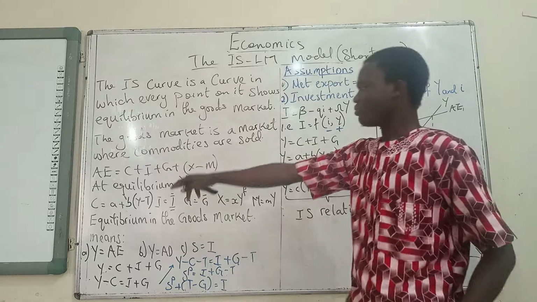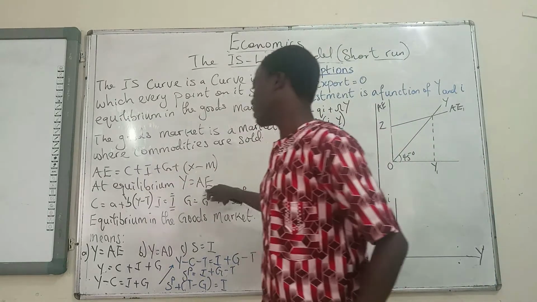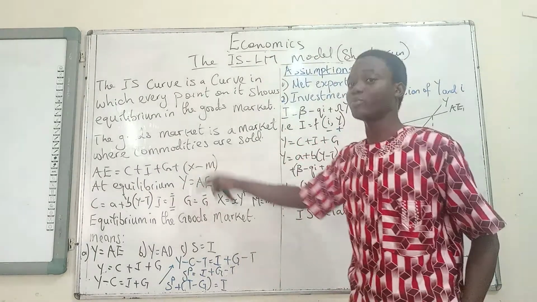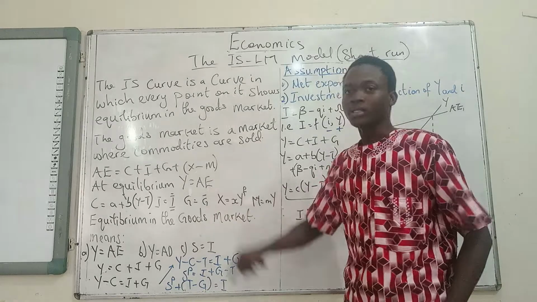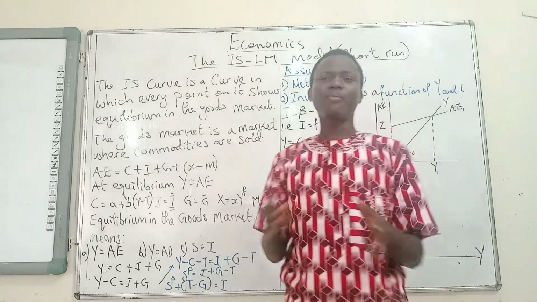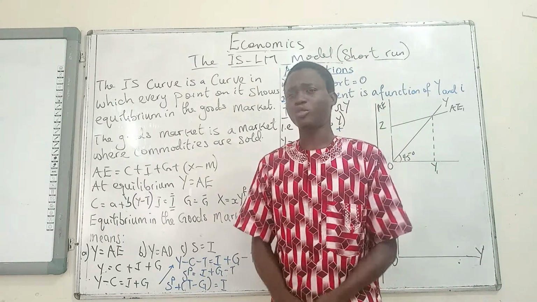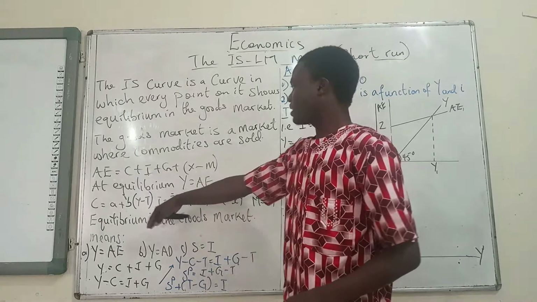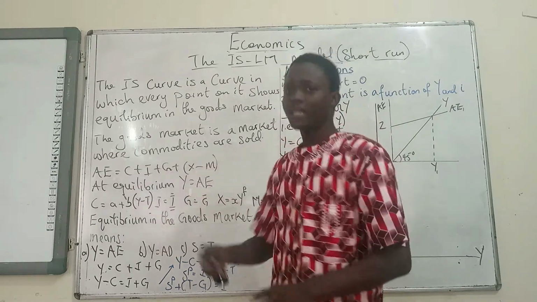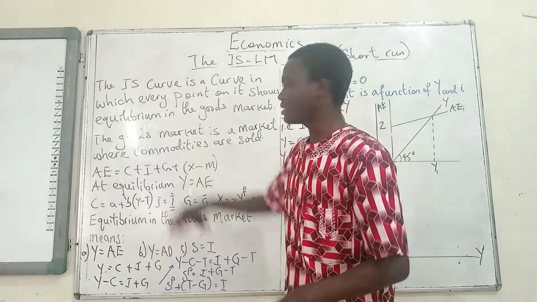So at equilibrium, Y equals AE. Y is national output, the total output produced in an economy, equals AE. Now you see, I think I made errors during my undergraduate days. I'm not so sure of just writing AE equals C plus I plus G, and then I just jump to Y equals this and this, and I keep solving.